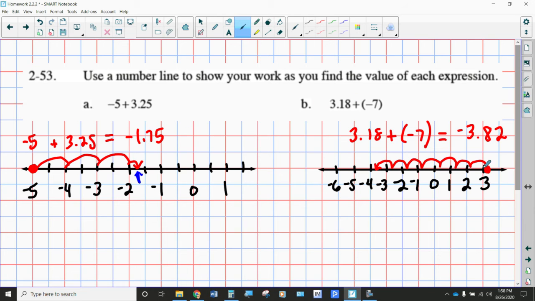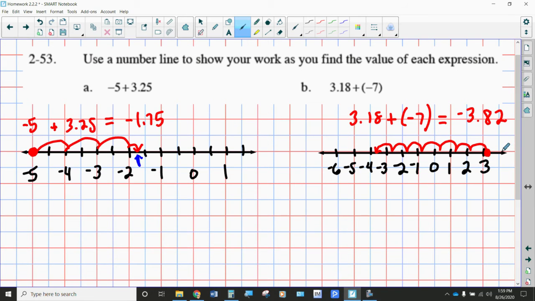Here you start at 3, or 3.18, and now you're going to add a -7, which is the same as going backwards 7 units. So we're a little bit to the right of the 3 here, so we're going to go 1, 2, 3, 4, 5, 6, 7. Now we're a little bit to the right of the -4, and it ends up being -3.82.